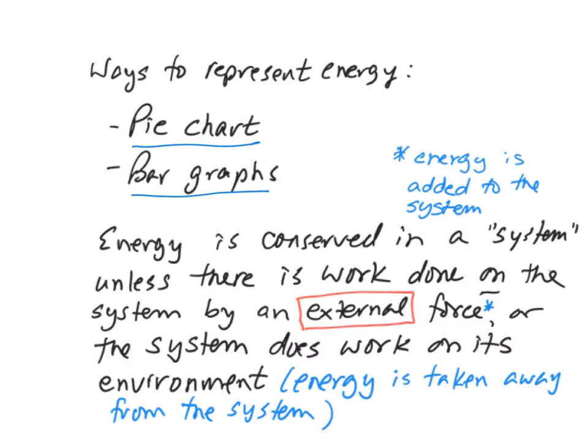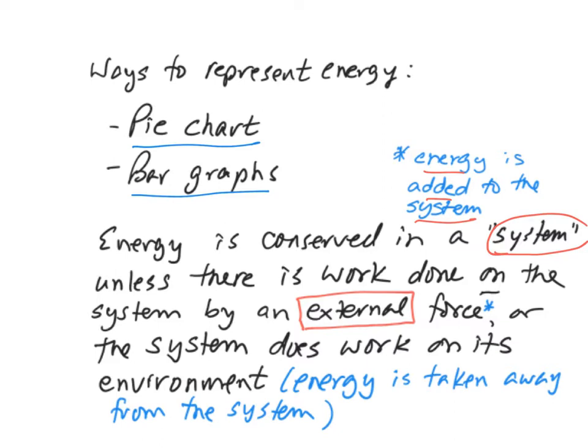And we're going to talk about how in a closed system, energy can be conserved unless work is done by some outside force on the system. So when work is done by the outside force, energy is added to the system. So energy is not the same at the beginning and the end of some process if work is being done on the system from the outside.